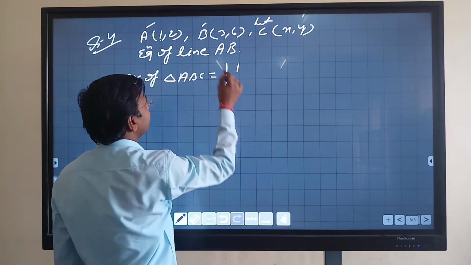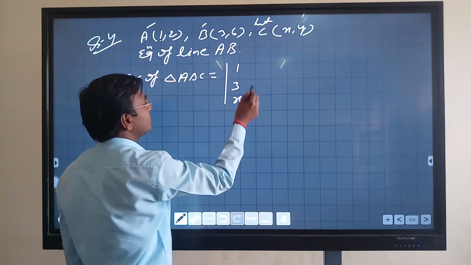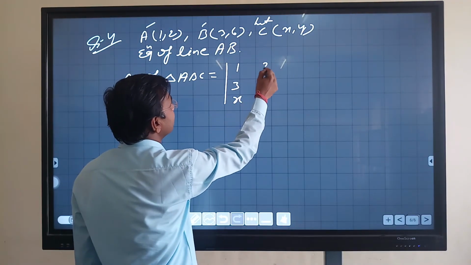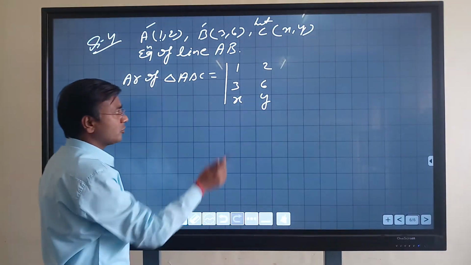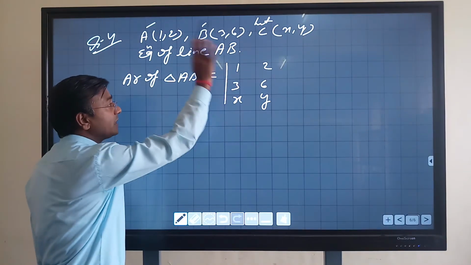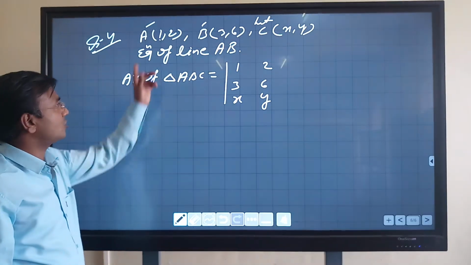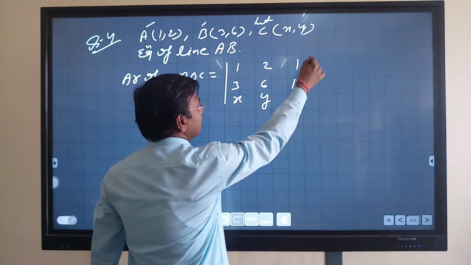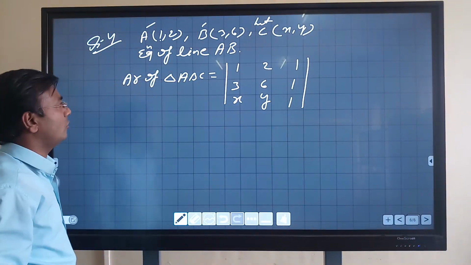So prefer the order 1, 3 and x. Similarly 2, 6 and y. Make sure if this is x1, then this has to be y1 only, right? They should be in order. Do not change the order, otherwise the coordinates will be wrong.